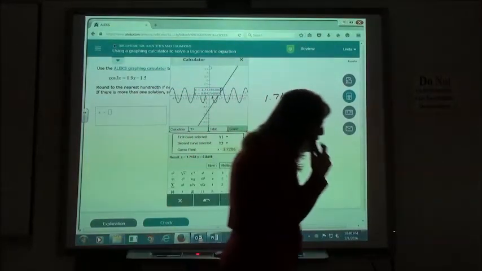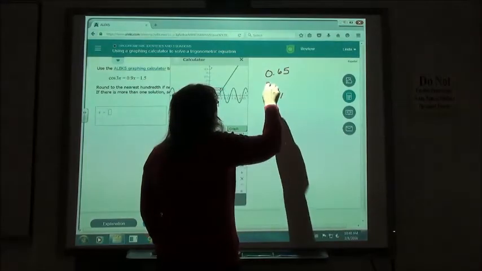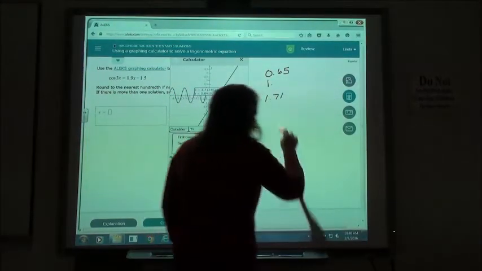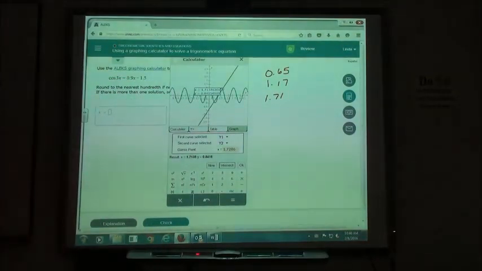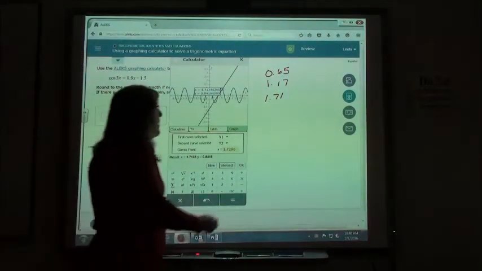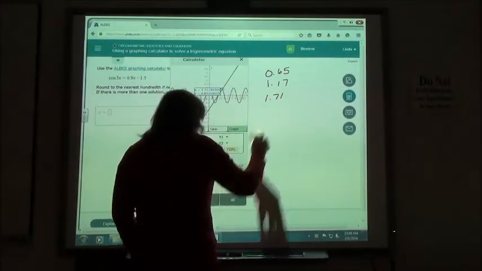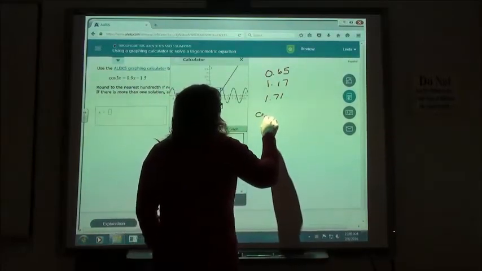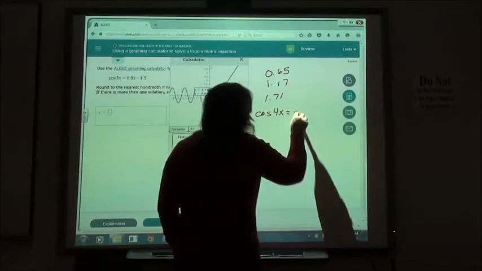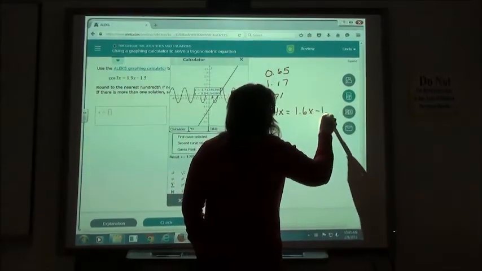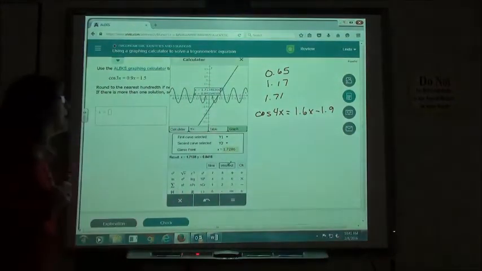So again, our three answers there: 0.65 was our first solution, 1.17 was our second solution, and 1.71 was our third solution. So for number 2, where we had cosine of 4x equals 1.6x minus 1.9, those would be the 3 points that those two equations would have in common.